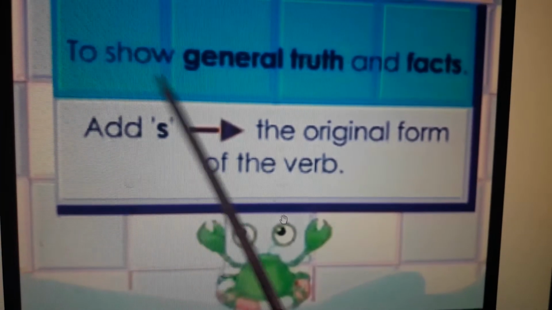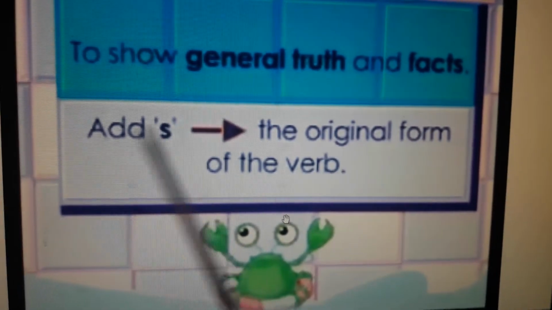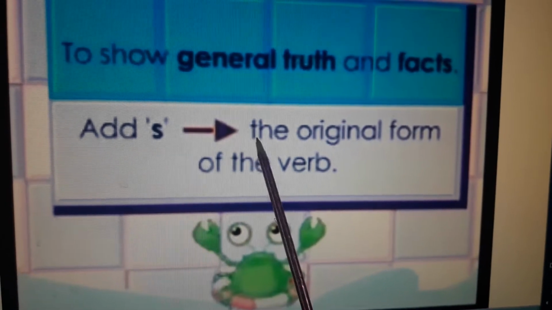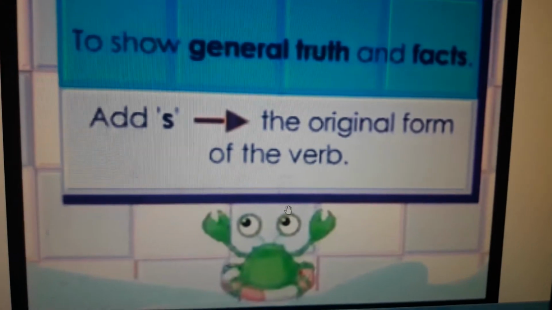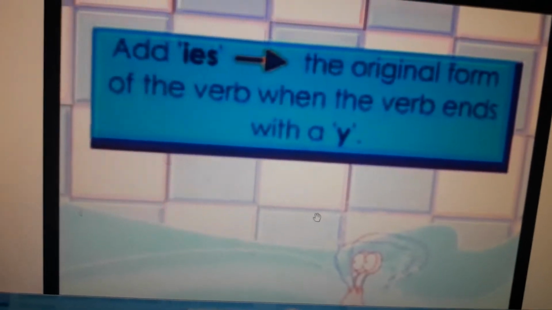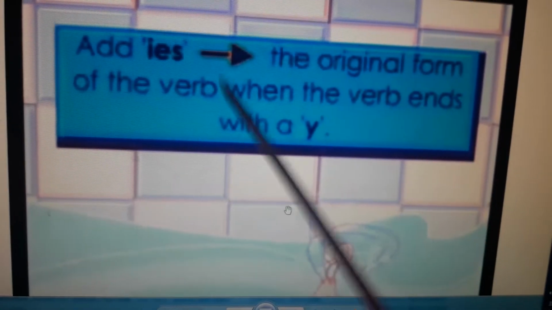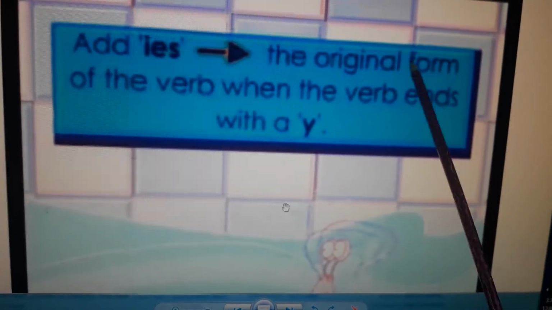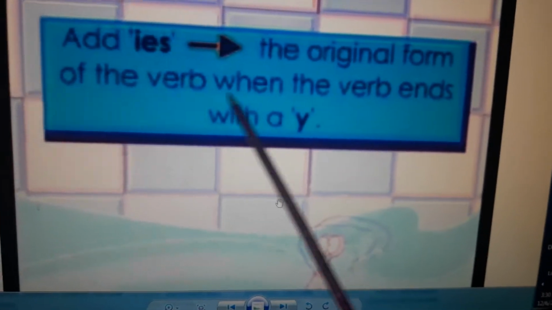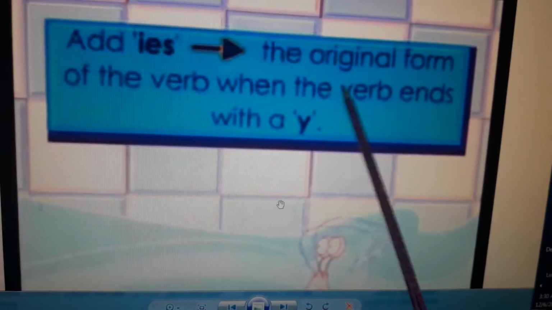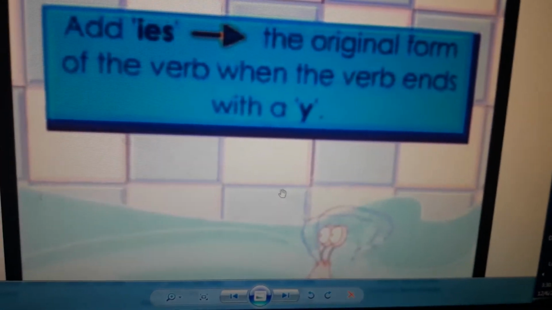Okay students, to show general truth and facts, add s with the original form of the verb. And students, add ies, as I told you, to the original form of the verb. What is the original form? The first form of the verb. So we will add ies when the verb ends with a y.